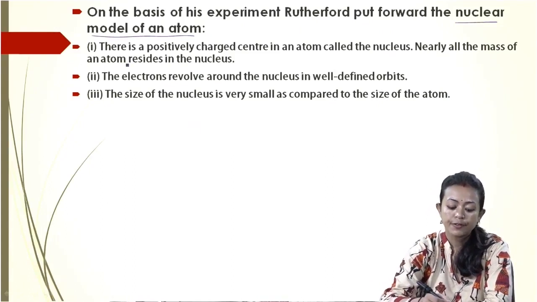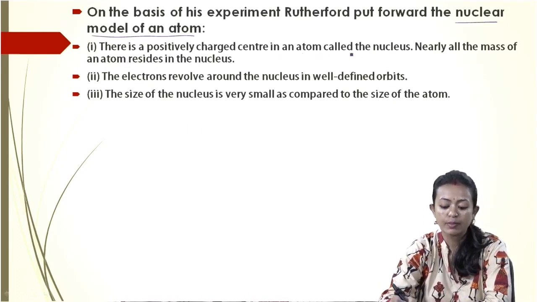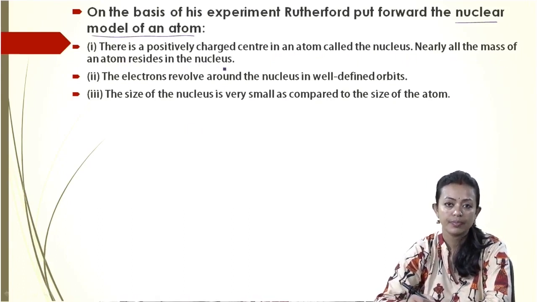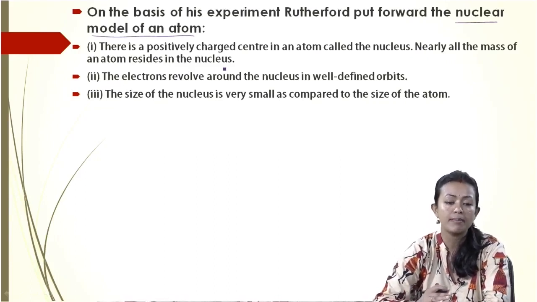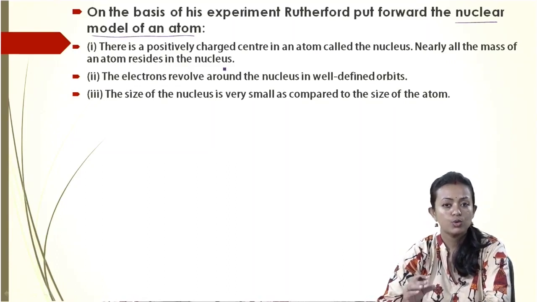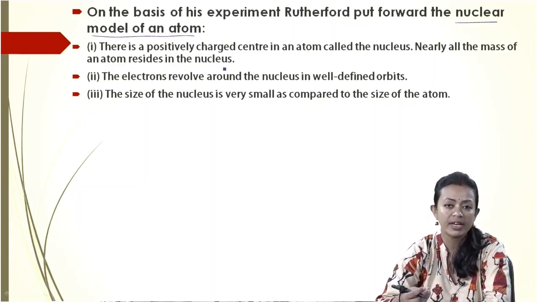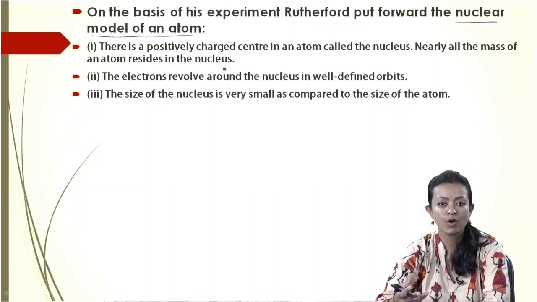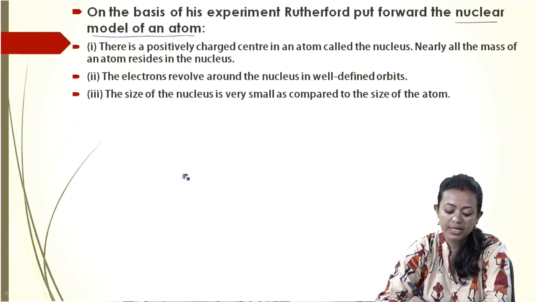So, the first part of the model of an atom is that there is a positively charged center in an atom called the nucleus. Nearly all the mass of an atom resides in the nucleus. Because when we saw with the discovery of electron and proton, we had also compared the mass of electron and proton. Though both carry the same charges, their masses vary. Electrons are very, very light in comparison to that of proton. So proton being very heavy, the protons are located in the center.